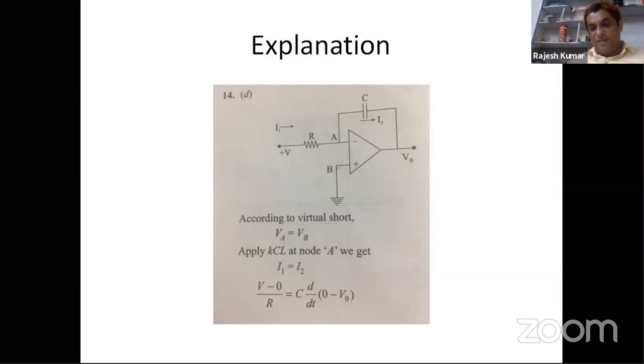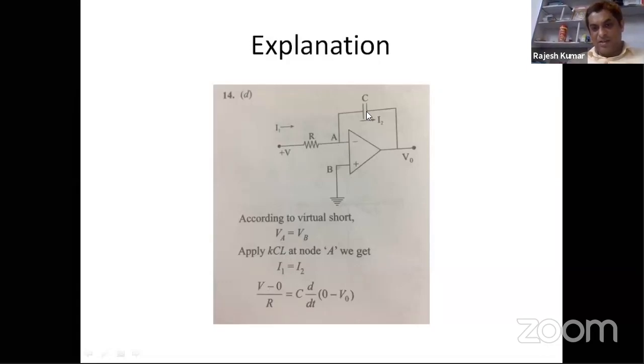the current that flows into a node is equal to the sum of currents that are coming out of the node. If I1 is the current flowing into the node, then I2 must be the same, that is, the same current must flow through the capacitor also. So ultimately, I1 is equal to I2. I1 can be found like this: the potential difference between this point and point A, which is zero, is V minus zero, by R.